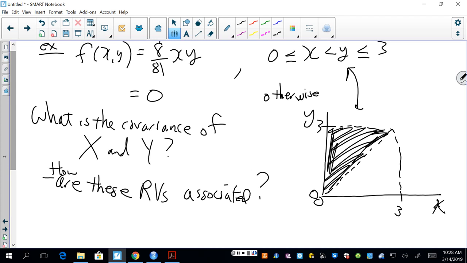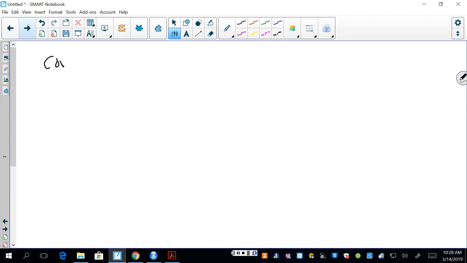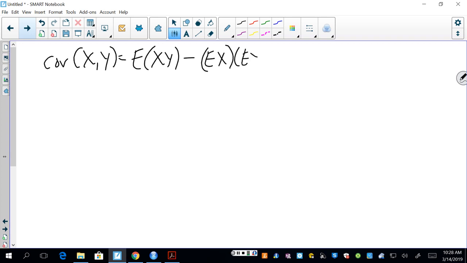Let's go through what we need to do. So to get the covariance, we're going to need the expectation of xy minus the expectation of x times the expectation of y. We can do the first one, right? The expectation of xy.